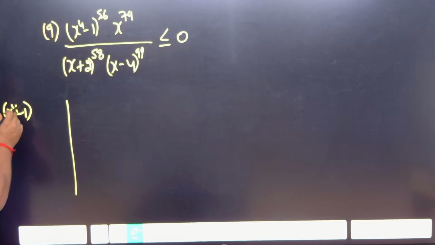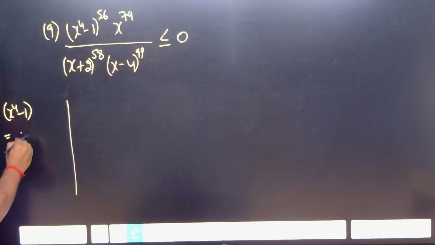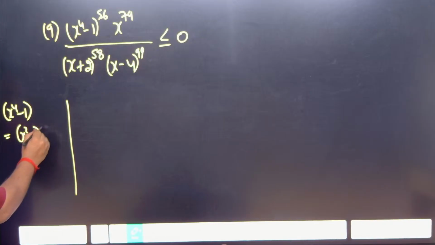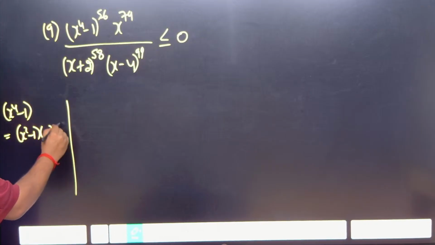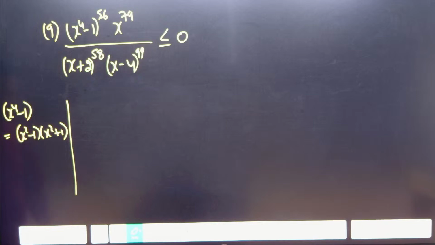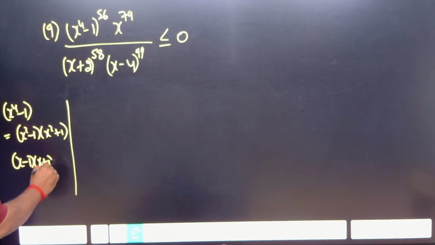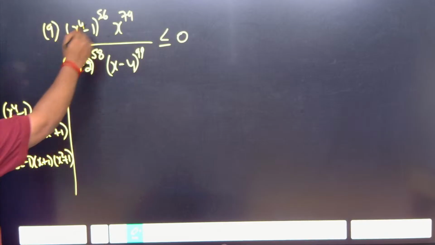I can write it in the form a square minus b square. I can write it as x square minus 1 into x square plus 1. So x square minus 1, I can write it as x minus 1 into x plus 1. Again, this will be x square plus 1. So this is having power 56.